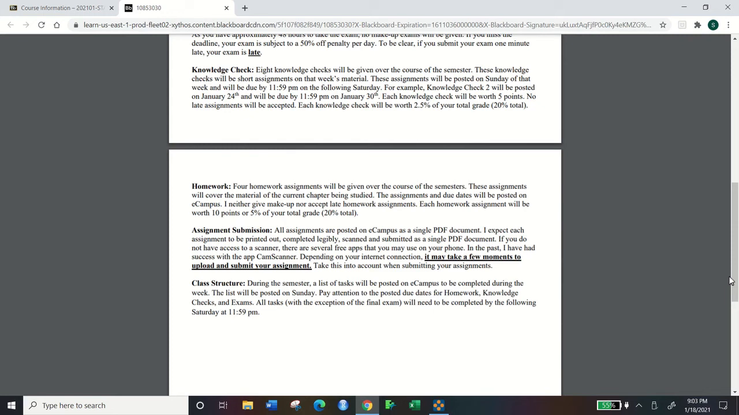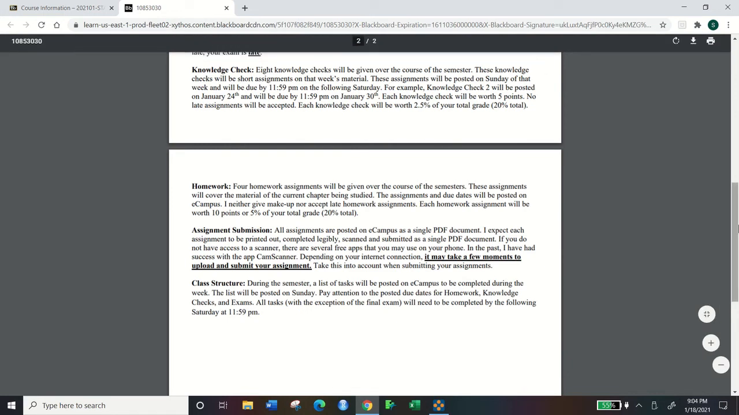So you will be given 4 homework assignments over the course of the semester. These assignments will cover the material of the current chapter being studied. The assignments and due dates will be posted on eCampus. I give neither makeups nor accept late assignments for this as well. Each homework assignment will be graded out of 10 points, and is worth 5% of your total grade, for a grand total of 20%. So 4 homework assignments are worth 20% of your grade. Divide that by 4, and each individual homework assignment is worth 5% of your grade.